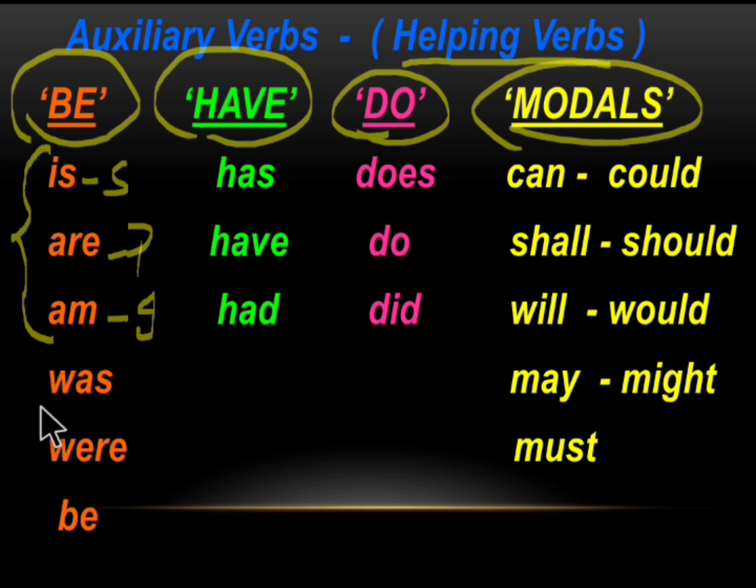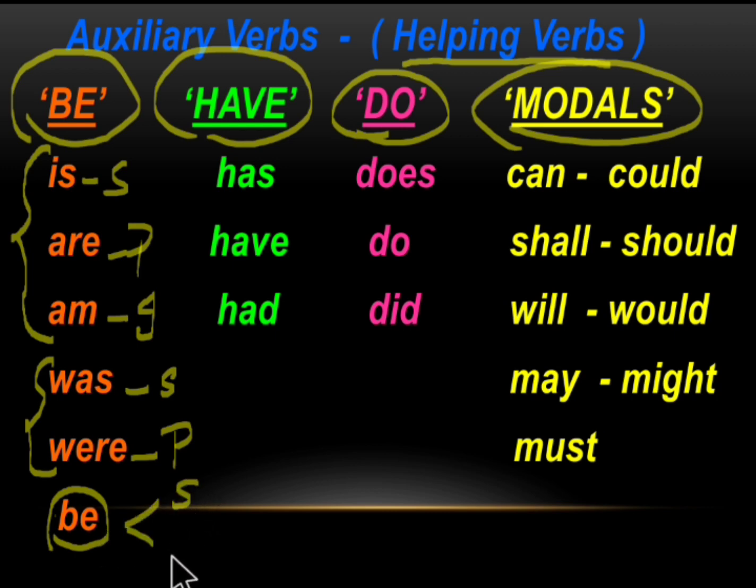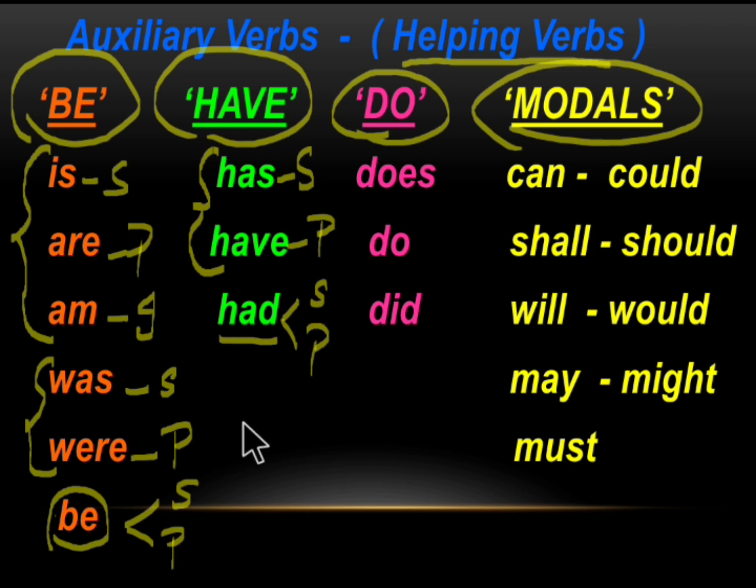Was and were are past be verbs. Was is used for singular, were is used for plural. And be is the future be verb. For the future tense we have only be, which is used for both singular and plural. Now the have verbs are has, have, and had. Has and have are present have verbs. Has is used for singular and have is used for plural. Next we have had, used for the past tense in both singular and plural forms.